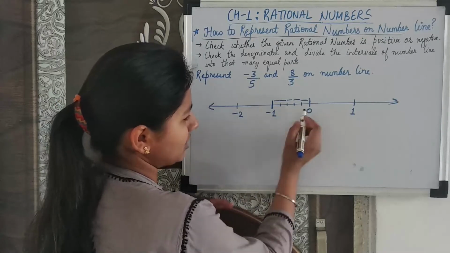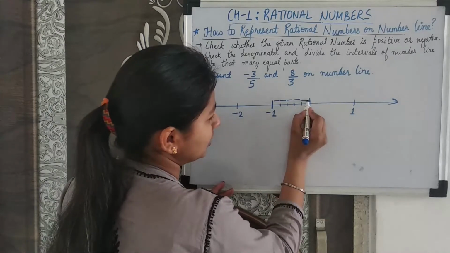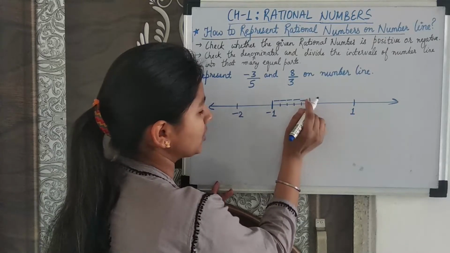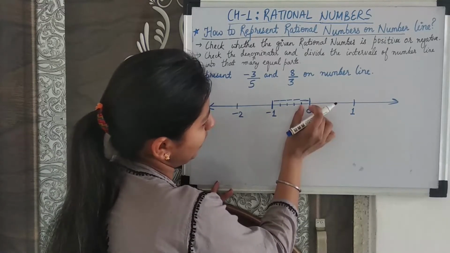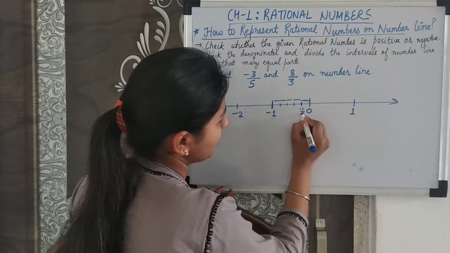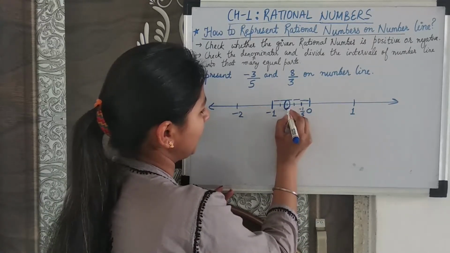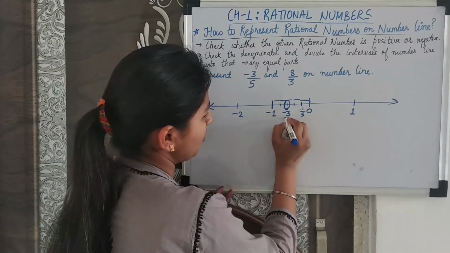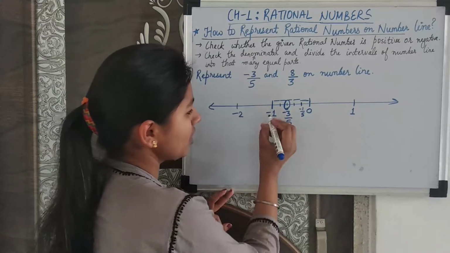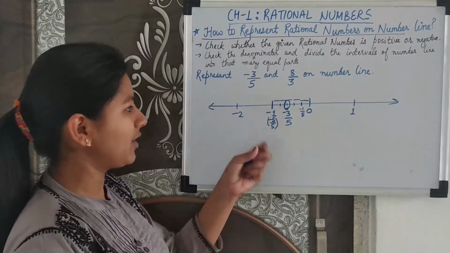So from here I will start counting. This is 0. This part is one part of these 5 parts. So this will be -1 by 5. And this will be -2 by 5. And this is my main number which we have to represent, that is -3 by 5. And then this will become -4 by 5, -5 by 5. -1 is also written as -5 by 5, and so on.